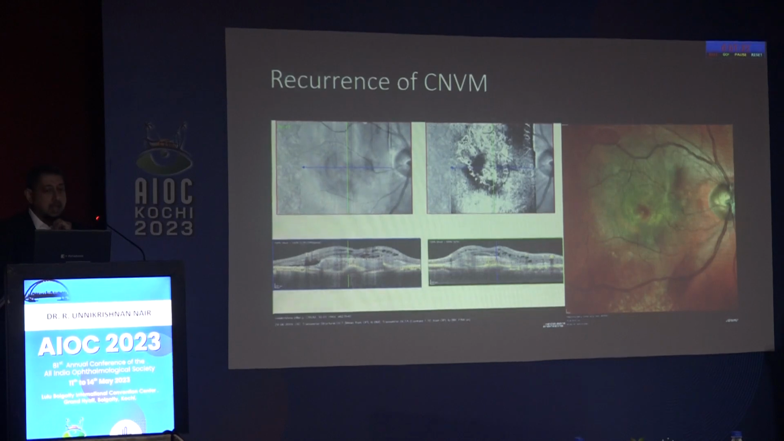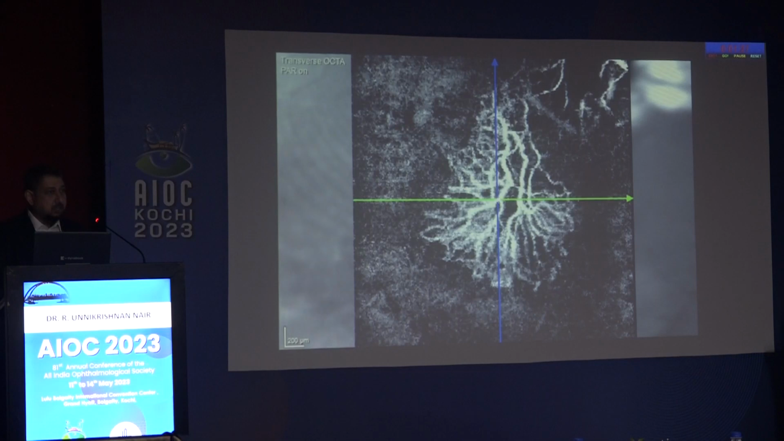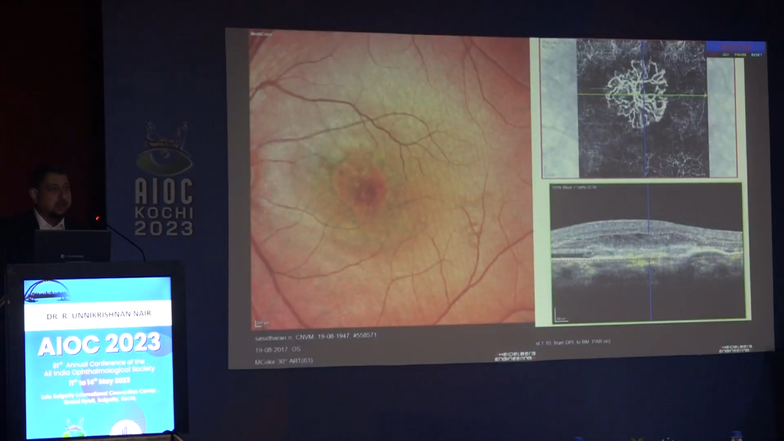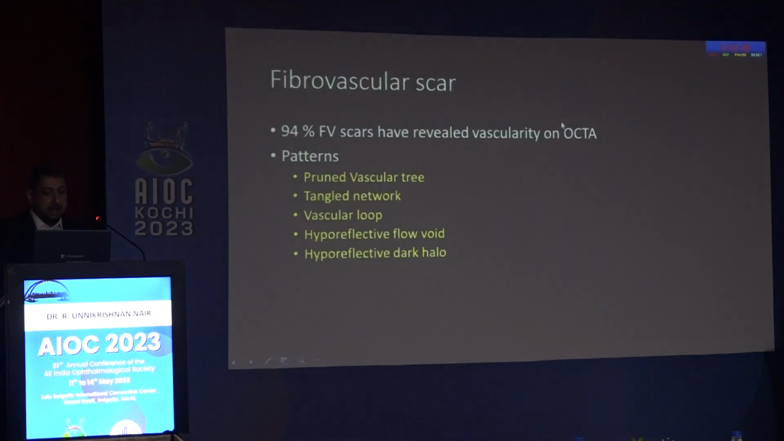Recurrence of CNVMs. How do you know when a CNVM is coming back after treatment? It's a beautiful picture to show you. You see the edges, you see small anastomotic things going along the edge. You see small vessels in between the large filamentous vessels. And this is how OCTA tells you that a CNVM is recurring. You see the anastomotic channel in the edge. This is the older part of the CNVM which is quiet, and this is a newer part of the recurrence which is active now.